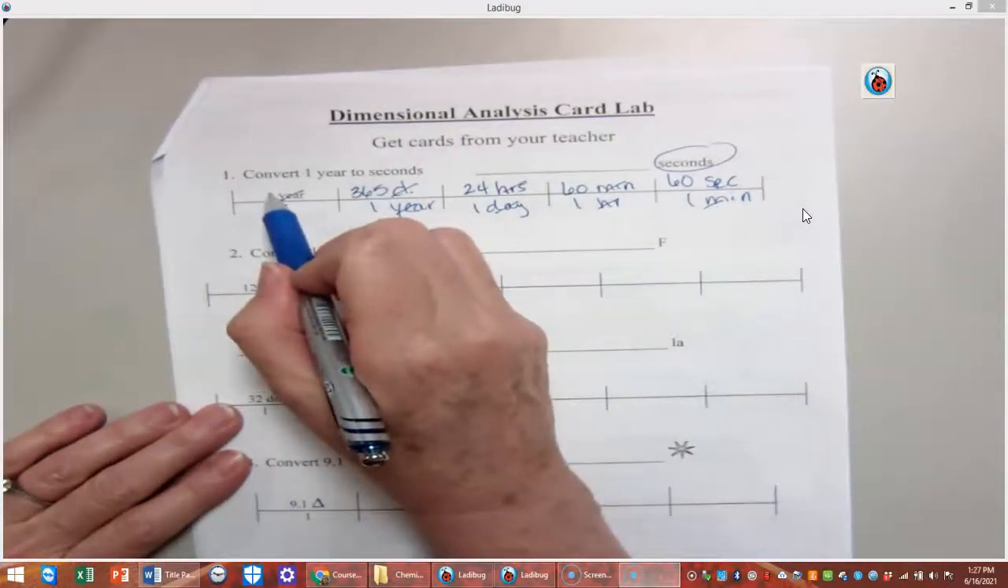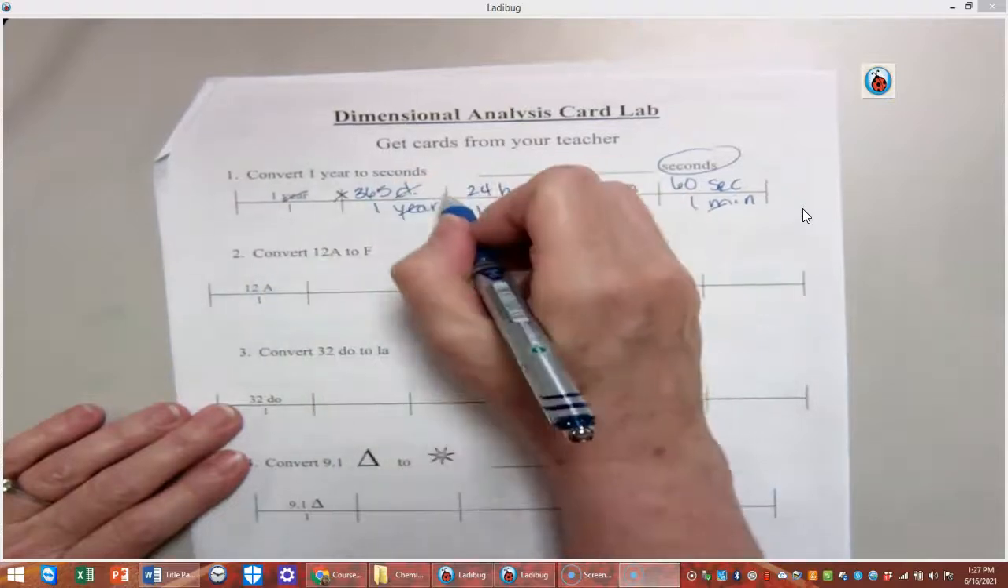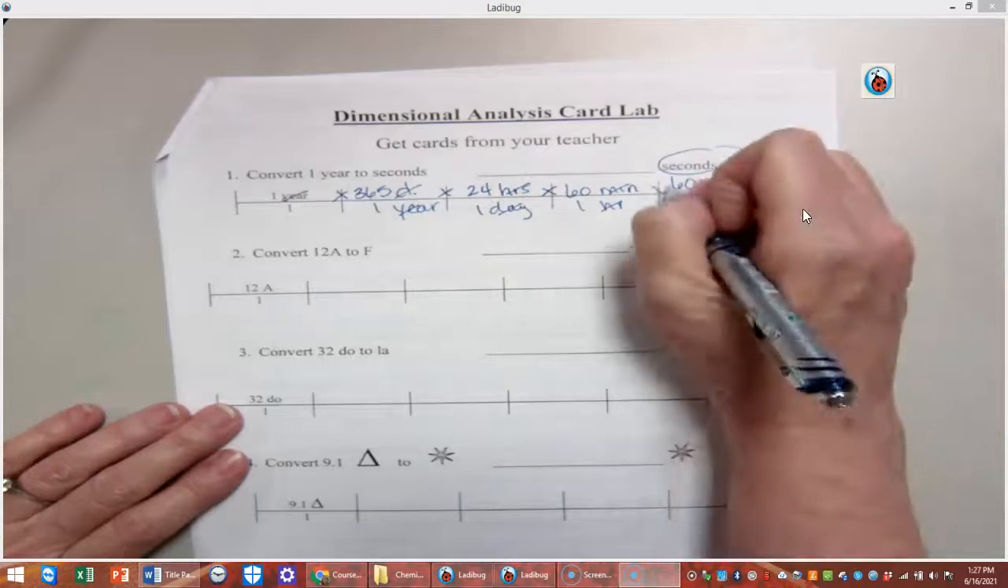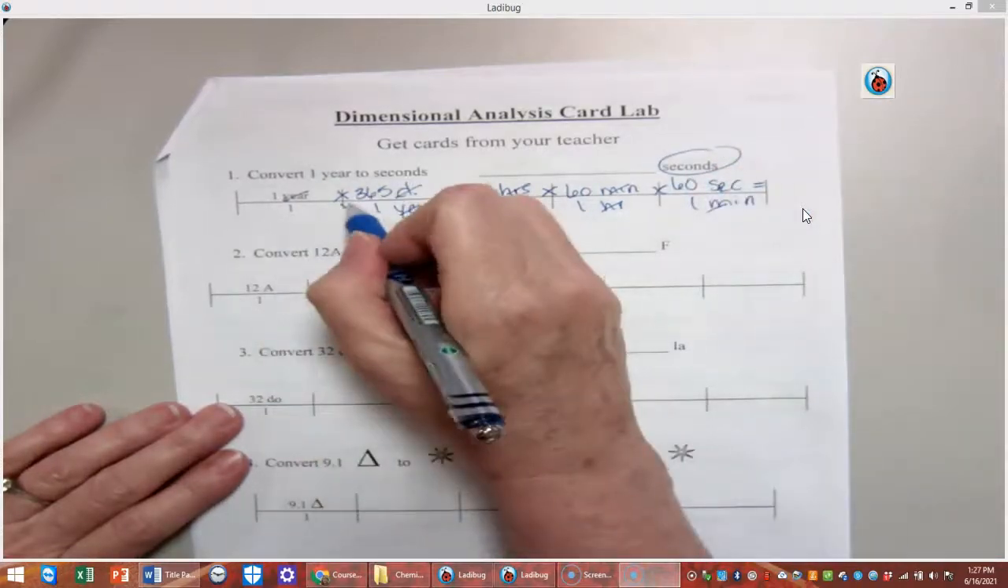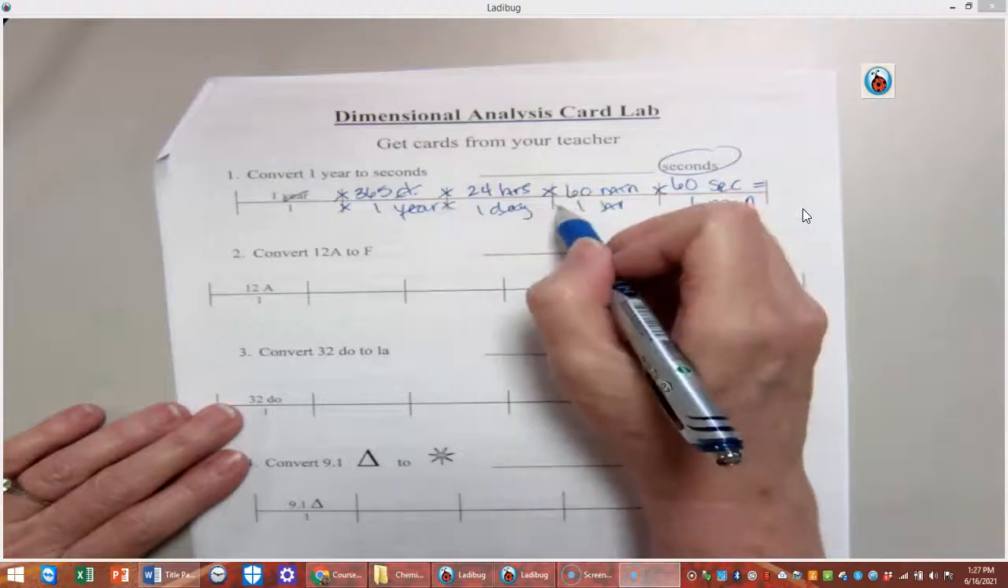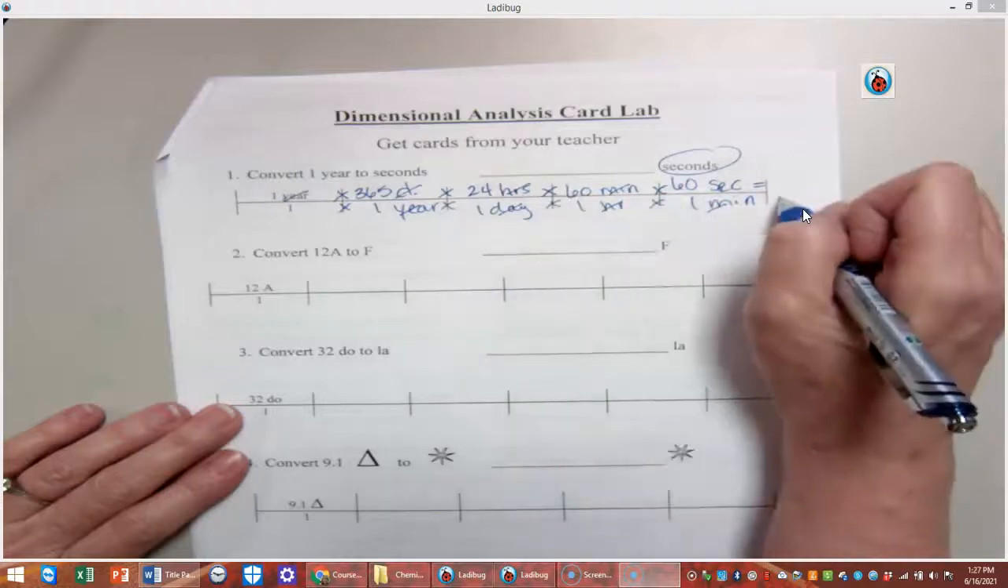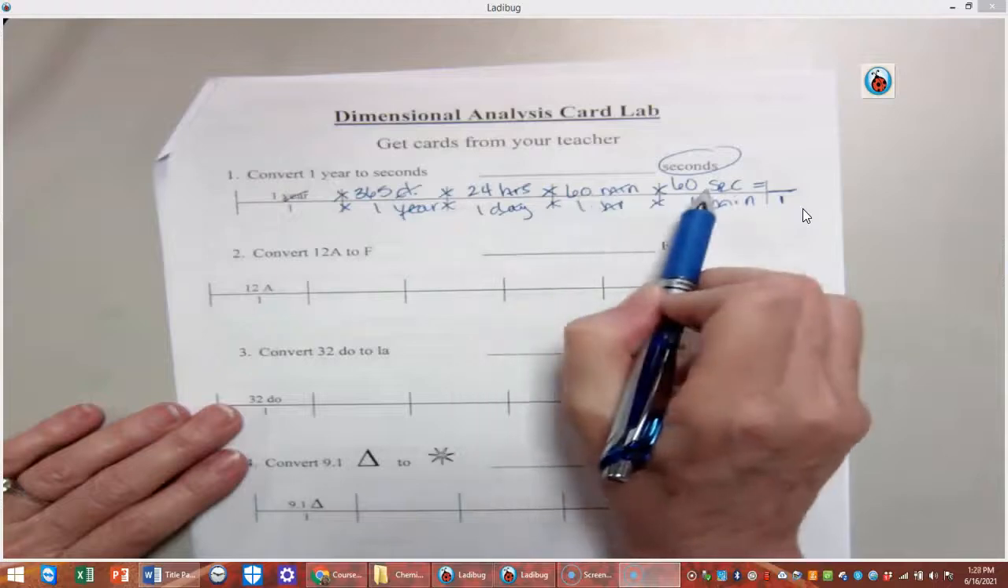It's always multiply all your numbers across the top, and don't forget to include the 1 in there. So 1 times 365 times 24 times 60 times 60. We'll get an answer, and then 1 times 1 times 1 times 1 times 1. Obviously 1 is on the bottom, right? So we just need to multiply all these numbers together, and that will give us our answer right here.